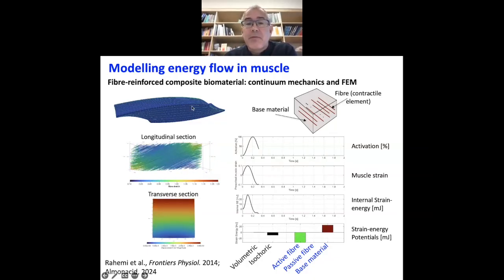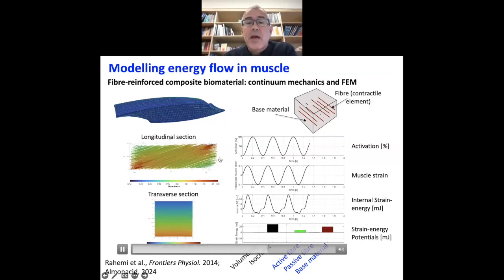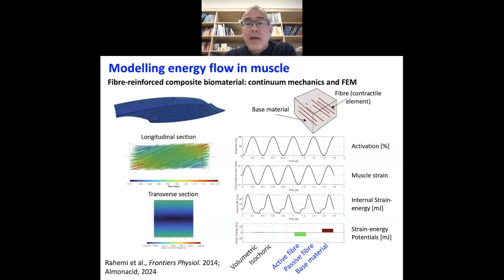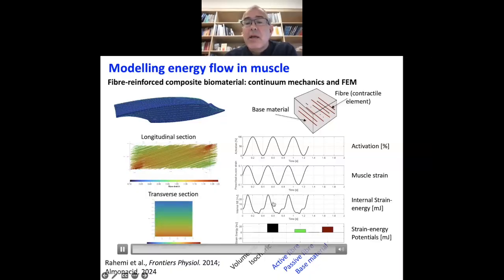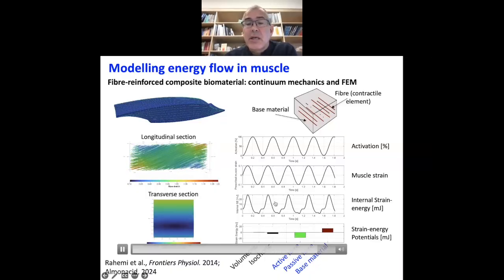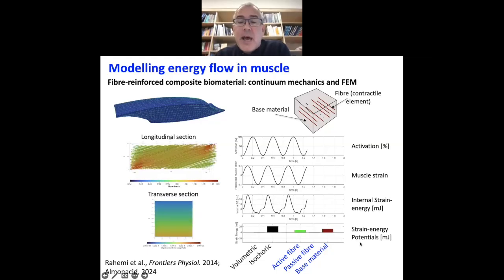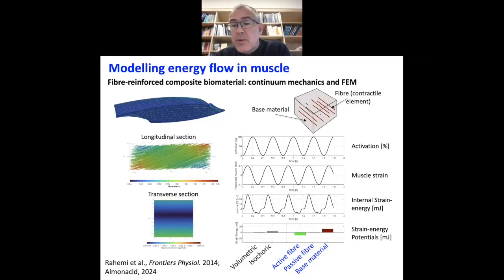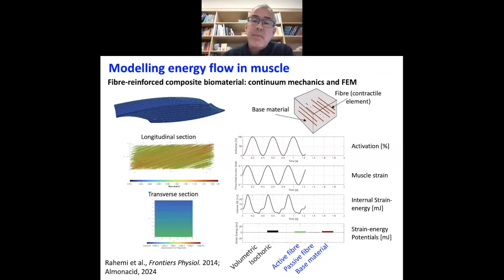We can take a block of this muscle, which we've illustrated in the bottom left. I've got this muscle undergoing a cyclic work loop, so it's being lengthened and shortened. You can see the muscle strain on the line graph on the right. We activate this muscle when it's shortening, and then we can calculate the internal strain energies, which is the bottom line graph. You can subdivide this into the strain energy potentials from the different components: active fiber, passive fiber, which is only a small component, and the base material. And you can see the energy flowing between the different components within the muscle as the muscle contracts.